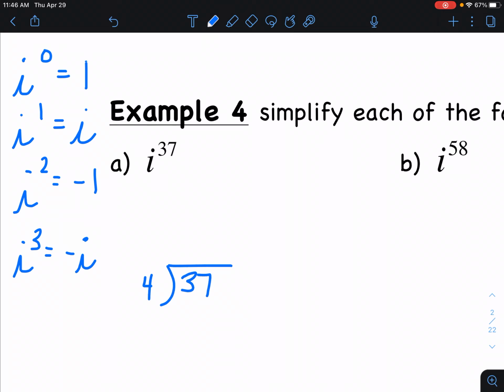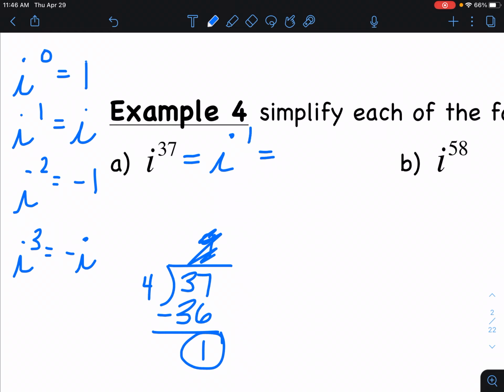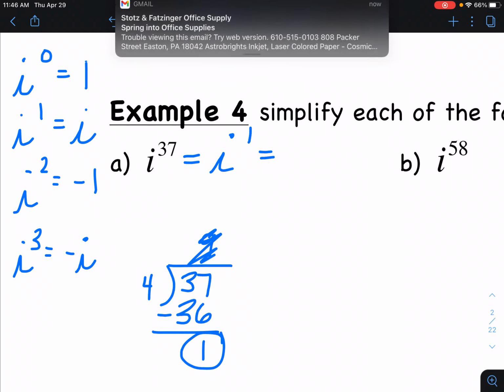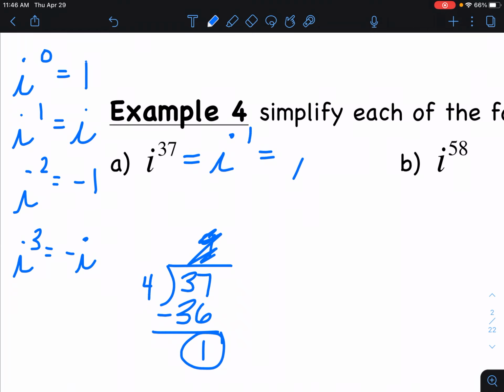4 goes into 37 9 times. Multiply to get 36. And then subtract to get a remainder of 1. That remainder of 1 is very important. Don't worry about the 9, by the way. The remainder of 1 means that i to the power of 37 is the same thing as i to the power of 1. And if we look to the left, i to the power of 1 is just i.